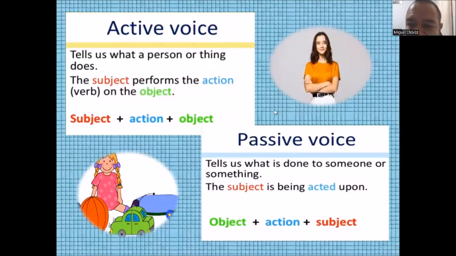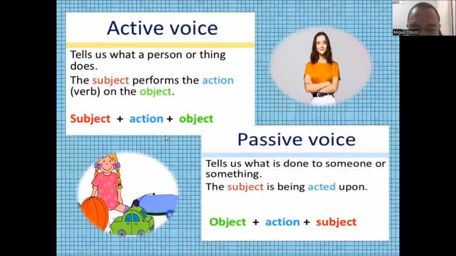But we are going to have another kind of voice, the passive voice. What is going to be the difference? The passive voice tells us what is done to someone or something. It means the subject is being acted upon. The subject is receiving the action of the verb. In this passive voice, the elements that we need are object, then action, then subject.